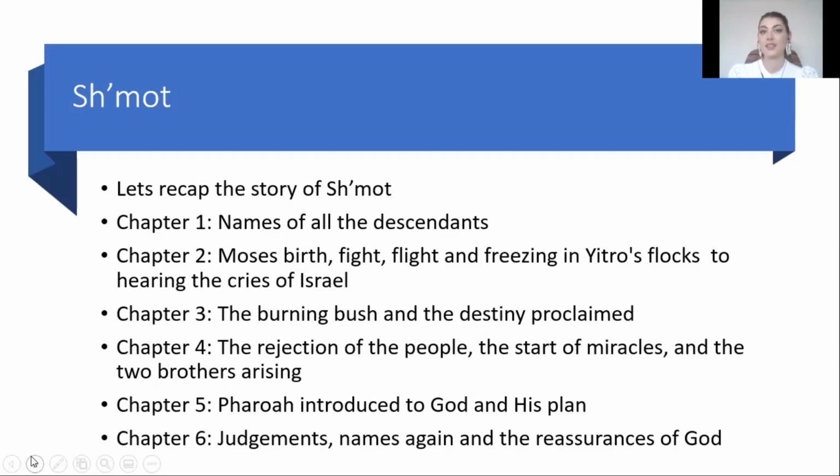So we start off this chapter with names, and in chapter 6 there's a whole list of names again, and that's also a chiasm, right, that you can form. And then the reassurance of God to Moses and Aaron that he will be with them the whole time.